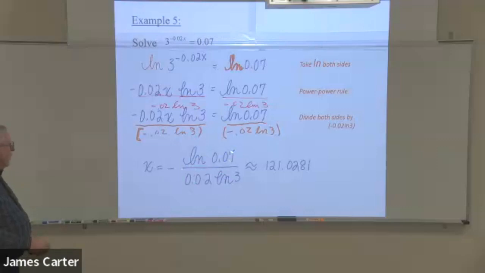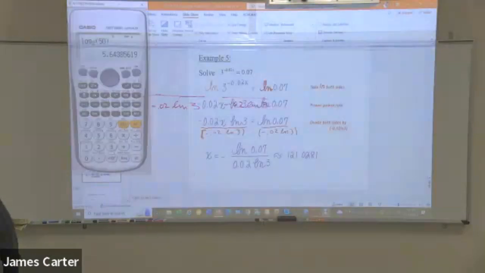Then it's a matter of putting this into your calculator. Does anyone want to see me put that one in the calculator? Okay, fraction key, natural log 0.07, close it up, go down, 0.02 natural log 3. In my other class, I accidentally hit the log key instead of the natural log key, and that caused me to have a bad answer. So just be cautious. Equals.